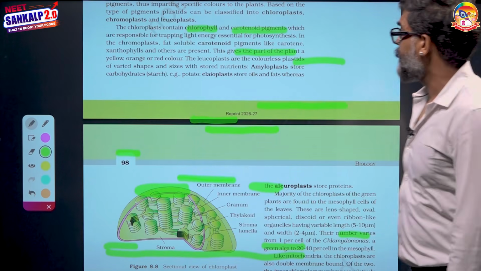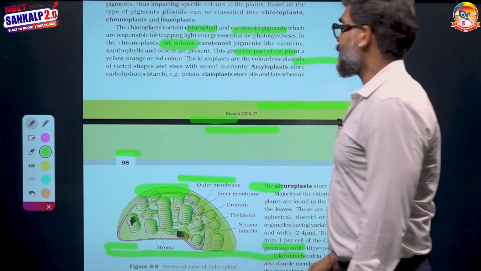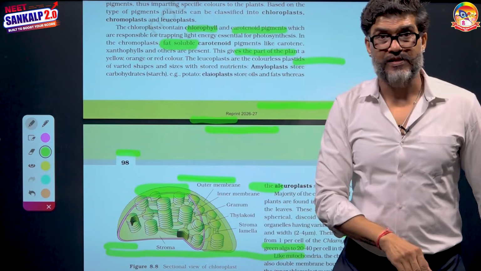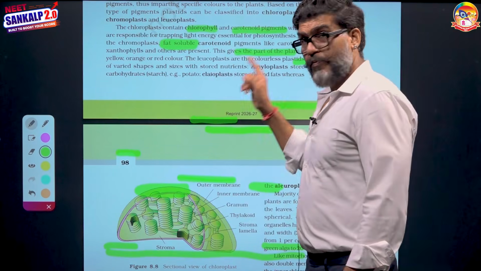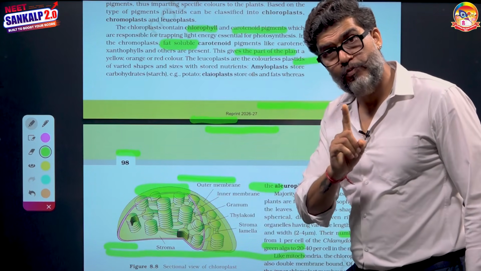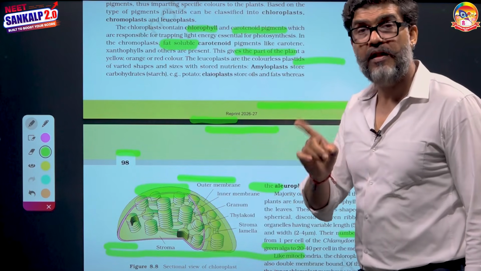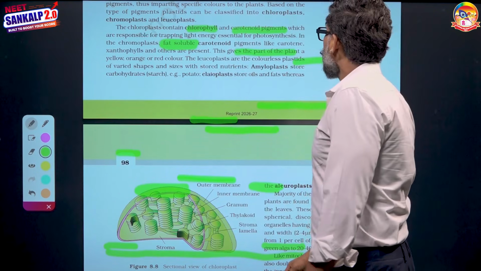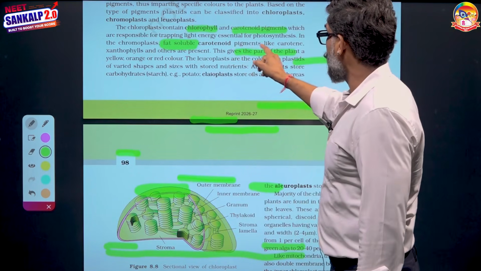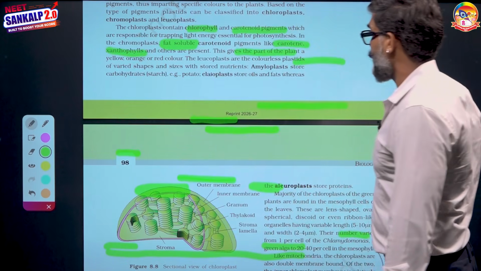In chromoplast, fat soluble carotenoids are present, that is, carotenoids are present in both chloroplast and chromoplast. Both chlorophylls as well as carotenoids are fat soluble pigments. I repeat, both chlorophylls and carotenoids are fat soluble pigments. So they have the fat soluble carotenoid pigments like carotene and xanthophylls, both are types of carotenoids.